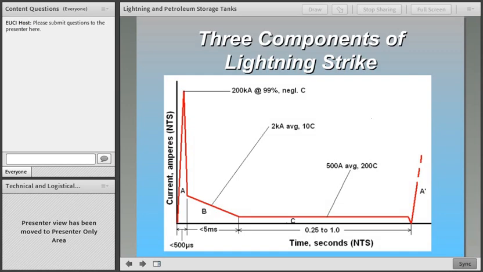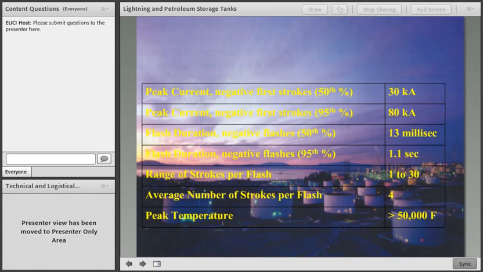The intermediate phase of a lightning strike has a lot less current than component A, but it does contain more charge, about 10 coulombs. Component C, quite frankly, is the most dangerous component of a lightning strike. It lasts a very long time. It may not have a lot of current, but it has the most amount of charge, or the most amount of energy. So it's typically component C that has enough sustained current that causes fires.